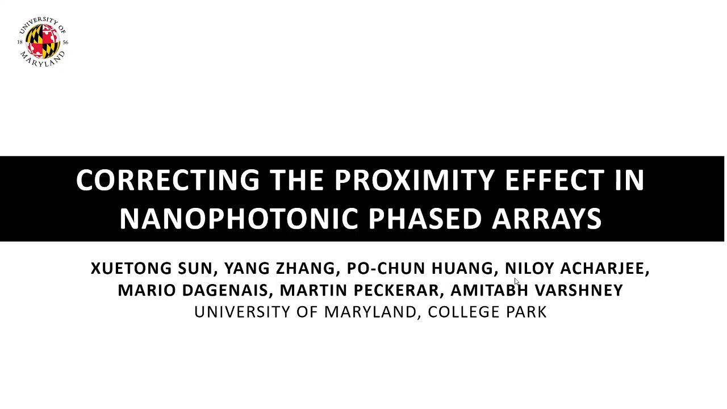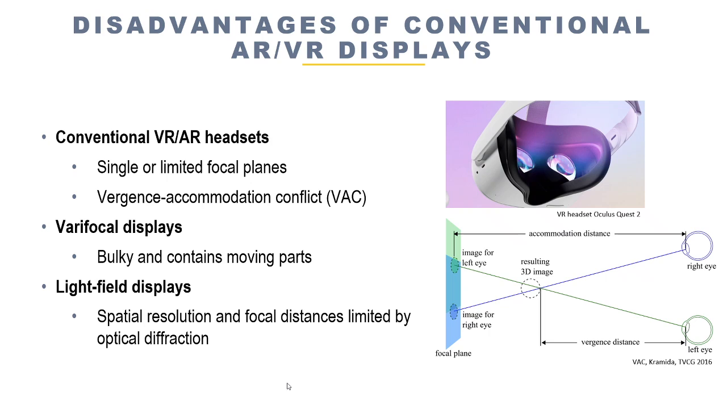Correcting the proximity effect in nanophotonic phase arrays. Most of the VR and AR headsets available today rely on stereoscopic vision for depth cues. They usually suffer from a limited number of focal planes, which leads to vergence accommodation conflicts.